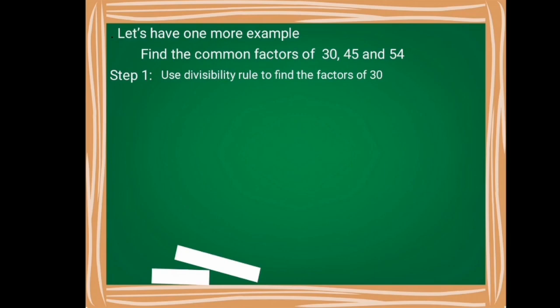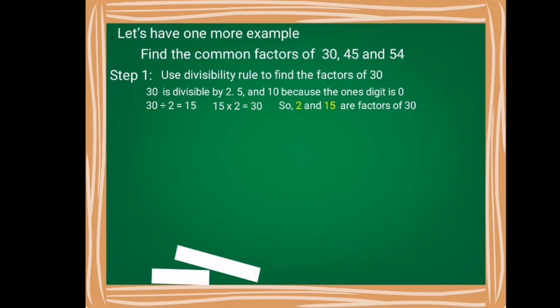If you have noticed, 30 has 0 in its ones digit. So, 30 is divisible by 2, 5, and 10 because of the ones digit is 0. 30 divided by 2 equals 15. And 15 times 2 equals 30. So, 2 and 15 are the factors of 30.